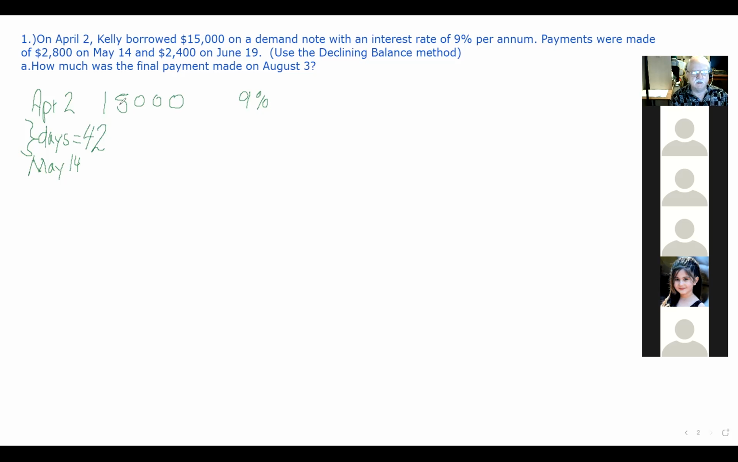So what the bank teller has to do is take the $15,000, and the equation we're using here is simply interest equals principal times the rate times the time. So the principal times the rate, 9%, times the time of 42 over 365. So how much interest has accrued on that loan? And I'm hoping somebody will figure that out for us.